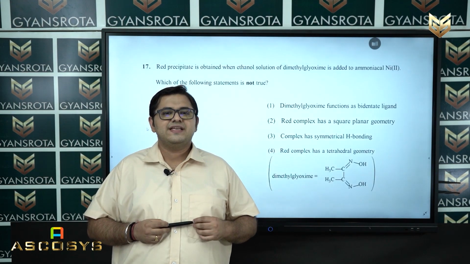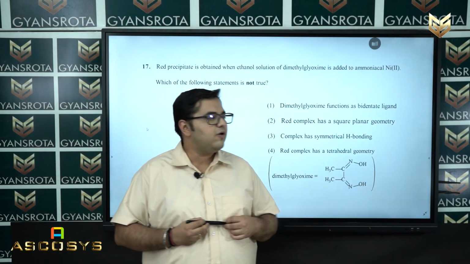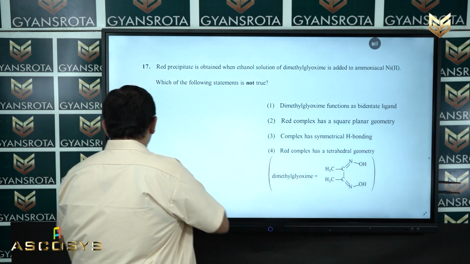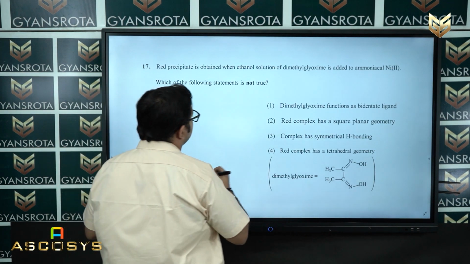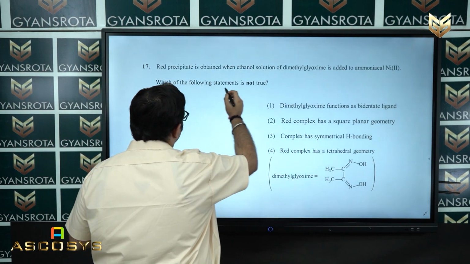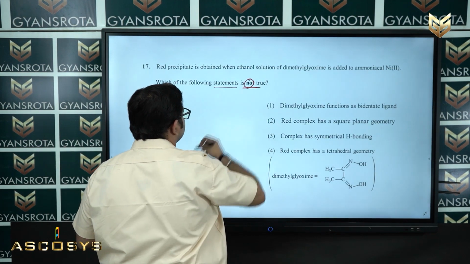So, question number 17 is on your screen. A red precipitate is obtained when an ethanol solution of dimethylglyoxime is added to ammoniacal nickel(II). Which of the following statements is not true? Now we are moving to the solution part. This question basically comes from the coordination chemistry chapter of your class 12 NCERT, and they ask which statement is not true. Okay. So, first mark it: not true.